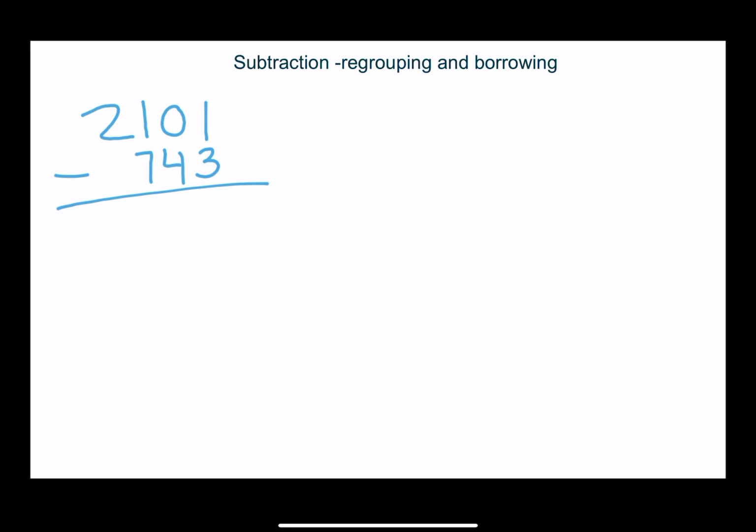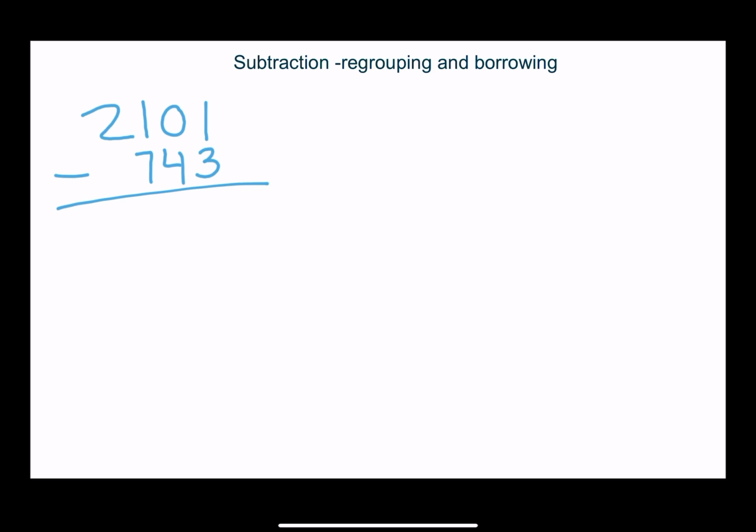Having to borrow and regroup in subtraction, it sometimes gets pretty tricky. So let me just show you an example of how it can be tricky. There are going to be some times where your next door neighbor, meaning the tens place, doesn't have a 10 you could borrow. We're going to see that happen in this scenario.